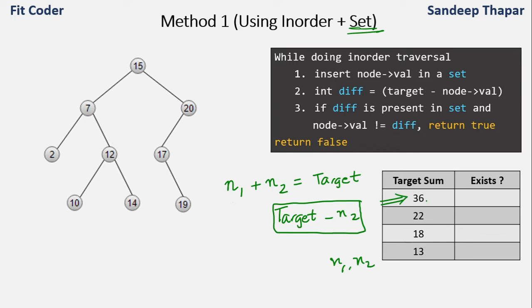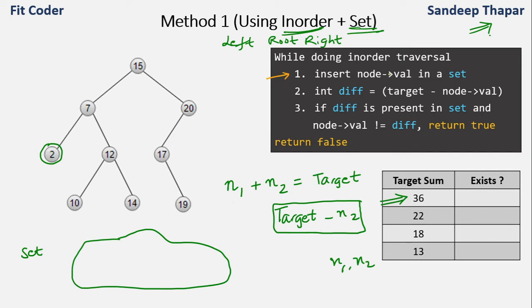So we have to find out if two elements have sum 36. The in-order traversal is left, root, and right. If you have any doubts on how the in-order traversal works, you can check the video in the top right corner. So the in-order traversal will start from node 2. Let's create a set. In the first step of the algorithm, we'll insert node 2 in the set, and we compute a variable diff, which is equal to the target minus the node value. So it is 34. And then we check if 34 is present in the set. 34 is not present, so we continue with the in-order traversal.